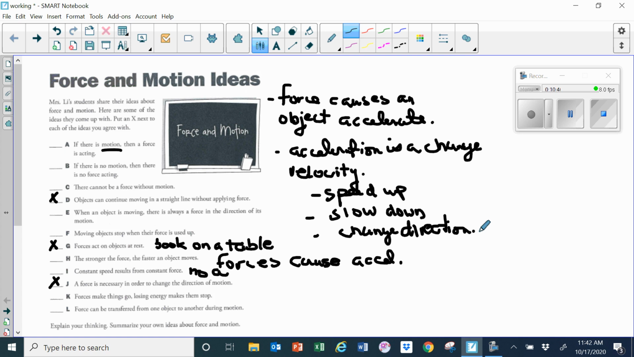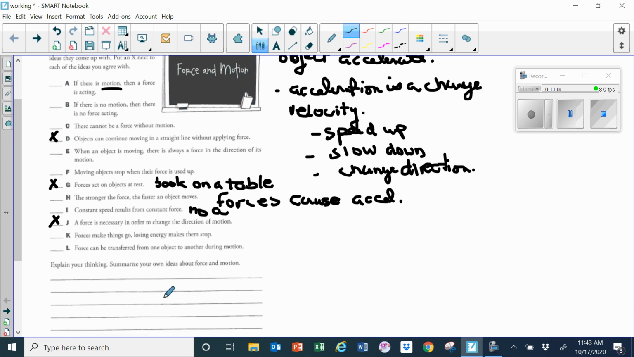Okay, the last one, forces can be transferred from one object to another during motion. Well, in a way I could see why that happens, but really the way I think to think about that is energy can be transferred. Really from the standpoint of forces, let's think about forces as if they basically cause an object to accelerate and leave it at that. So I would say on that one, let's not carry that too far.